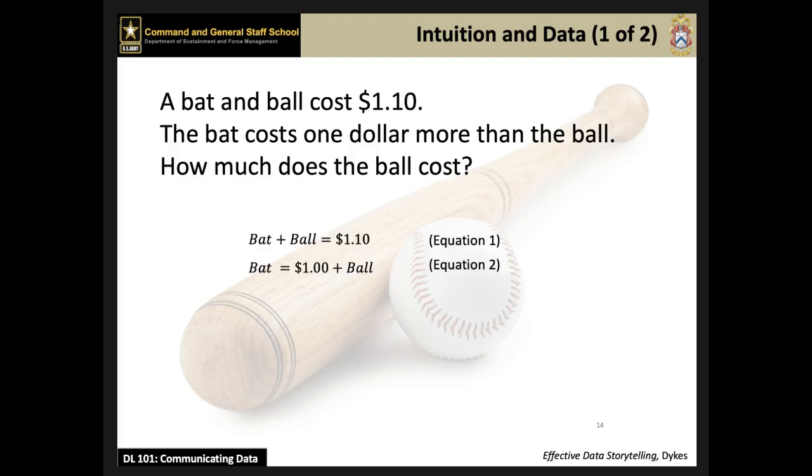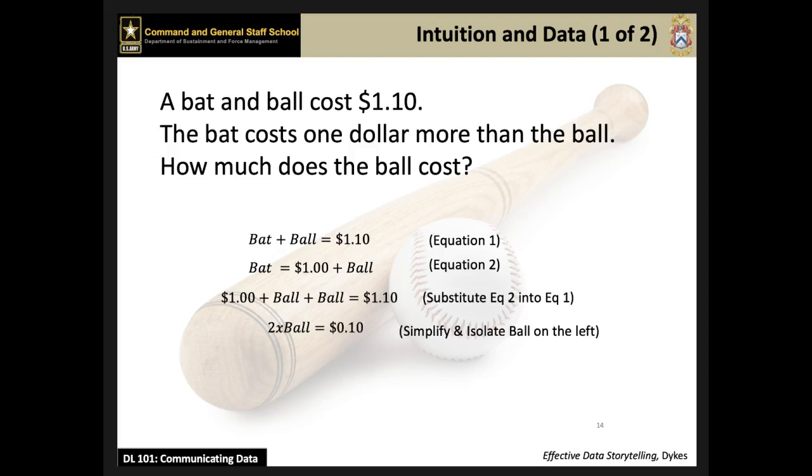Here's what is given by the problem. We can substitute equation 2 into equation 1 for the variable, bat. Next, we simplify and isolate ball on the other side of the equation. Then we solve for ball by dividing by 2.